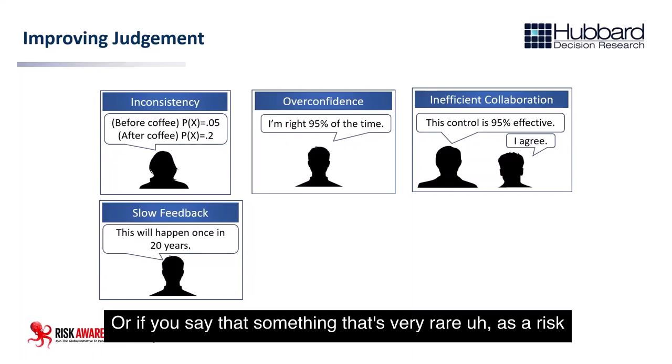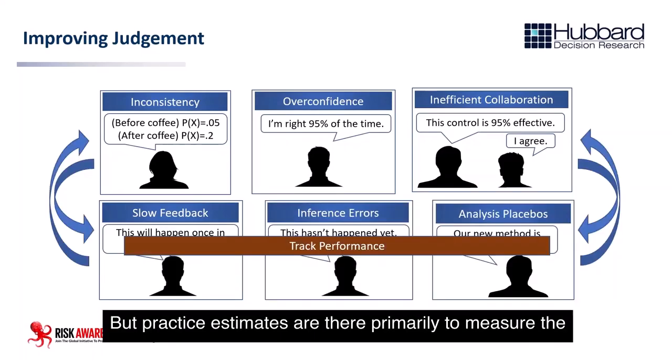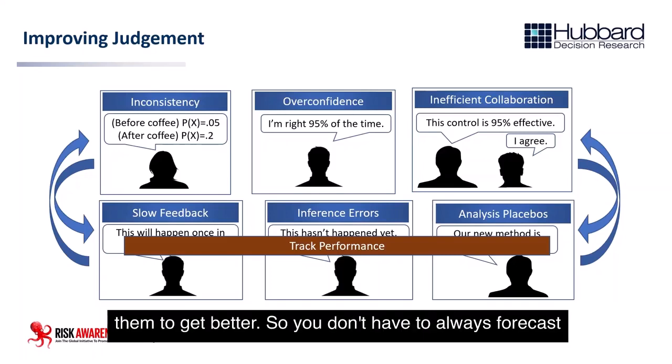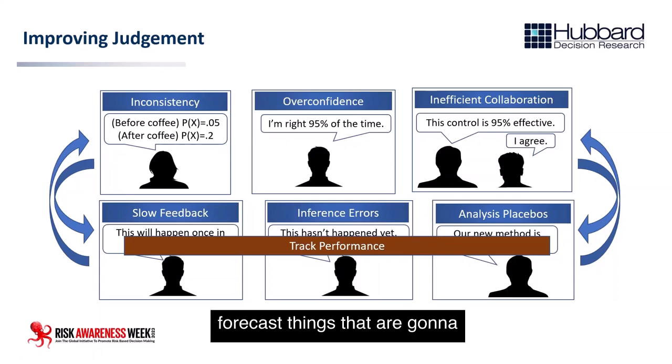Or if you say that something that's very rare as a risk only has a 5% chance of happening per year, but practice estimates are there primarily to measure the performance of your subject matter experts and train them to get better. So you don't have to always forecast things that are 1 year or 5 years or 20 years out. You can forecast things that are going to happen the next week or so.